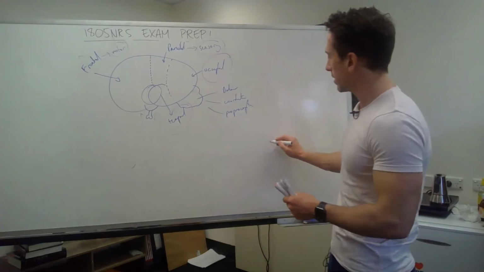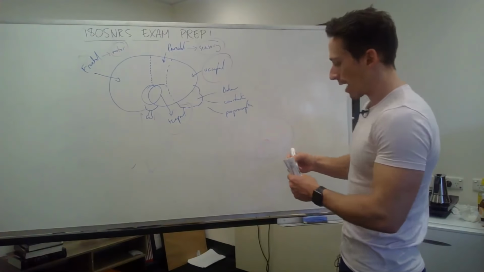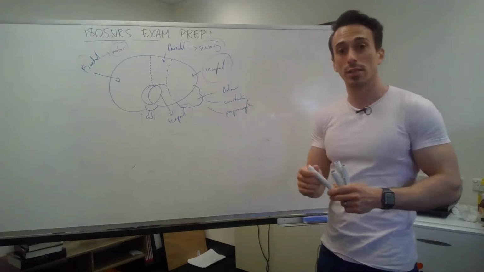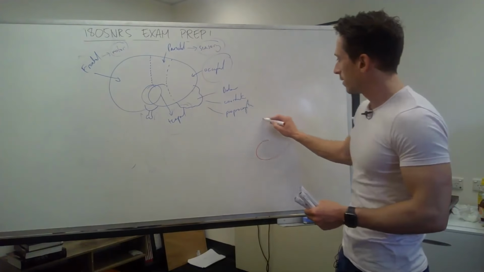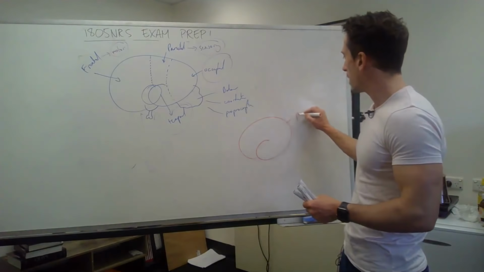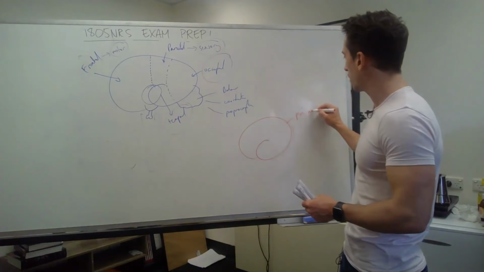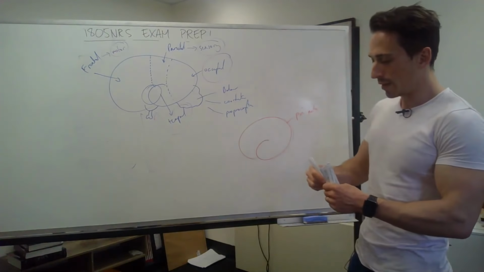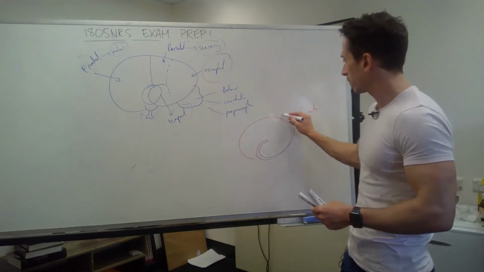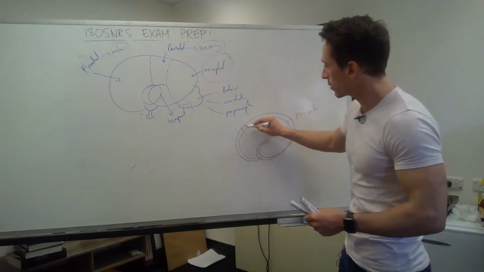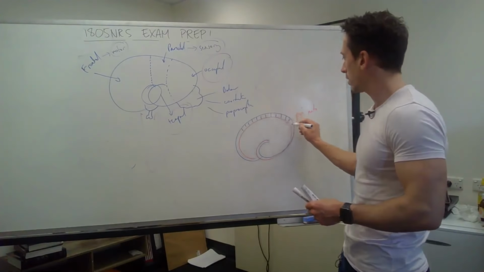If you've got the brain itself, you're going to have the meningeal layer that's most closely adherent to the brain, which you could draw like this, which is called the pia mater, which means soft mother. Then you're going to have the next layer, which is called the arachnoid mater. It's called that because it's got these spider-like projections.